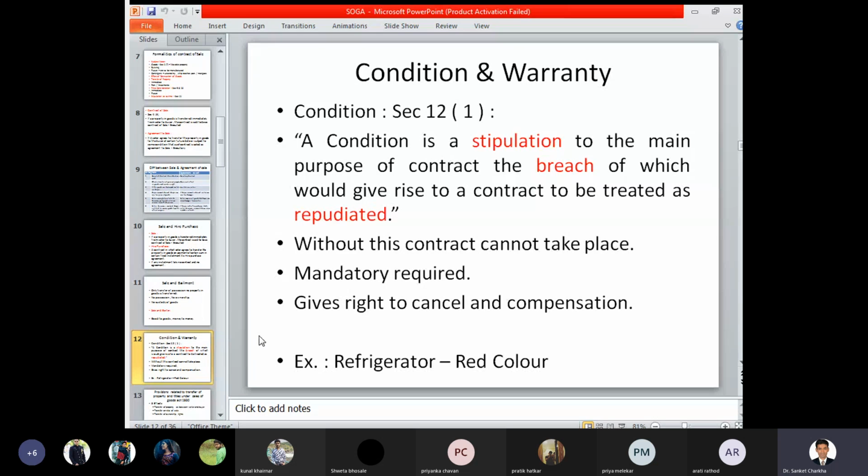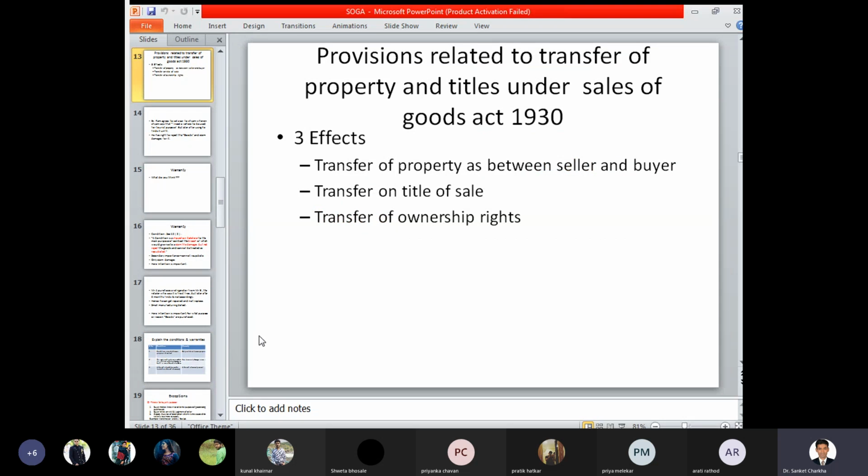So in this case, we have to identify the condition of this particular contract. If the condition is fulfilled, then the contract can be performed, and if the contract condition is not fulfilled, then the contract can be repudiated. Repudiated means it can be either cancelled or I can claim a certain compensation.